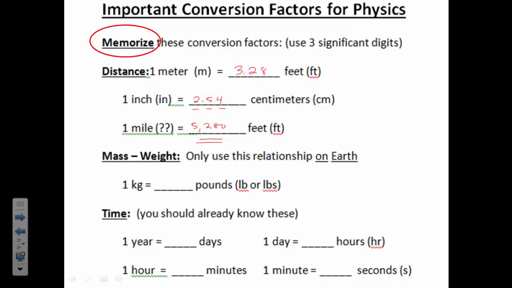Our mass to weight conversions. This is only applicable on Earth. 1 kilogram is 2.20 pounds.